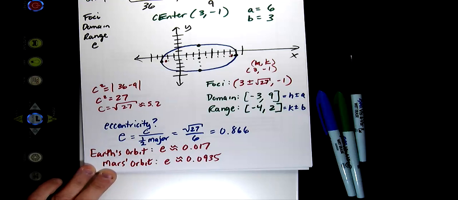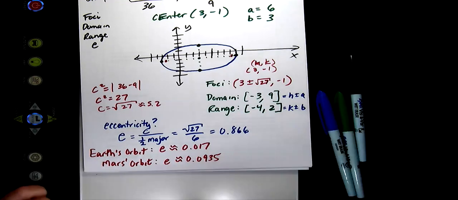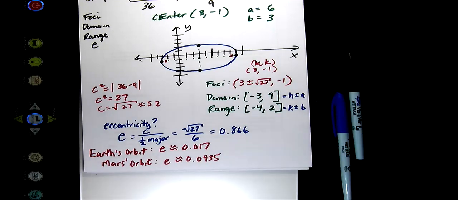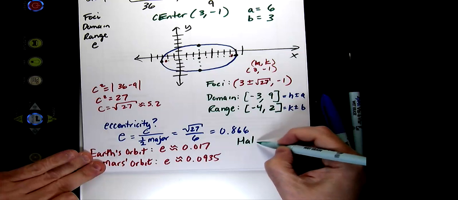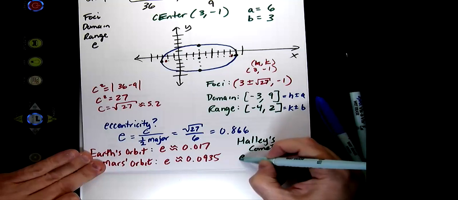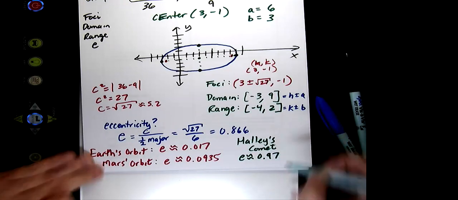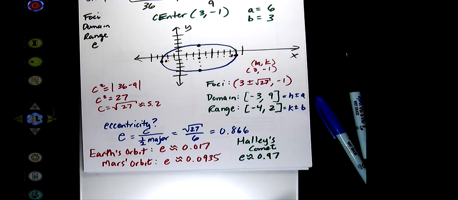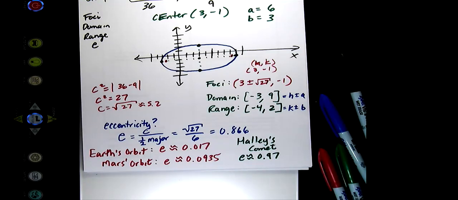But something that does have a high eccentricity is something that is not in our solar system for very long. Comet. Halley's Comet has an eccentricity of approximately 0.97. I don't know where its foci is. It's probably one of the black holes, one of the centers of one of the galaxies.